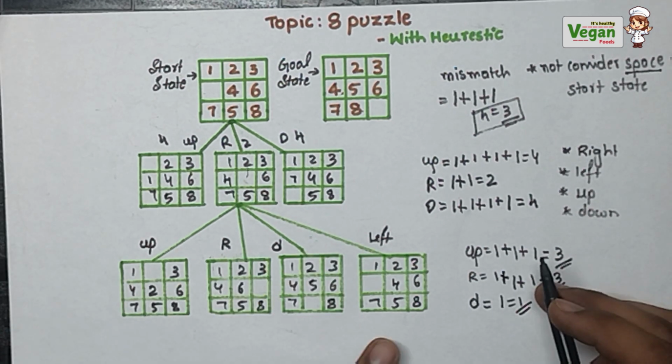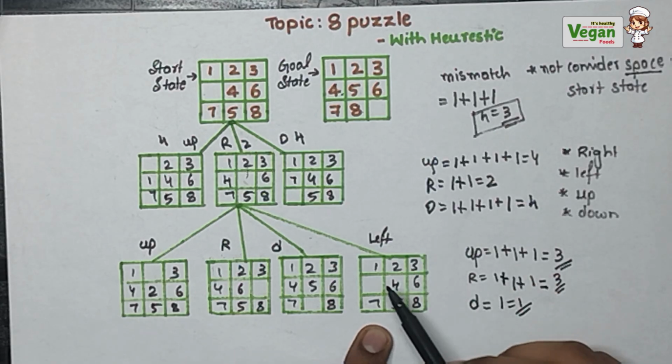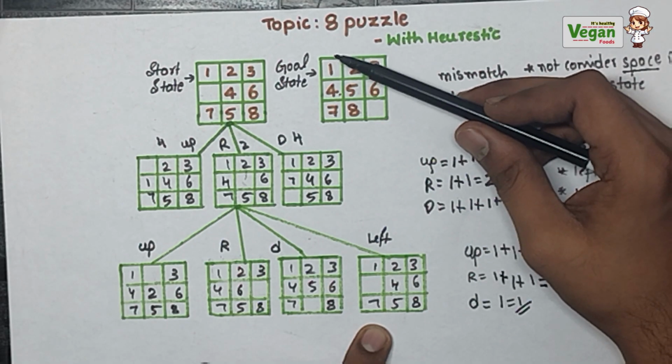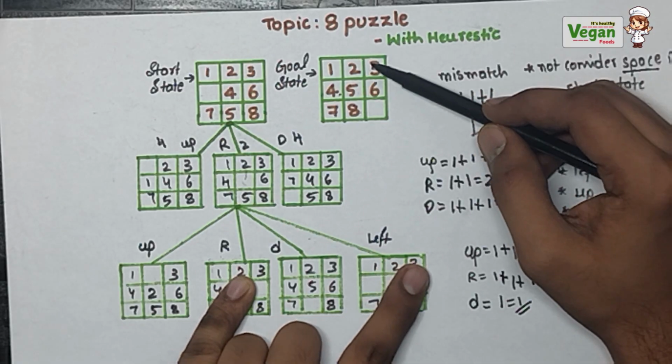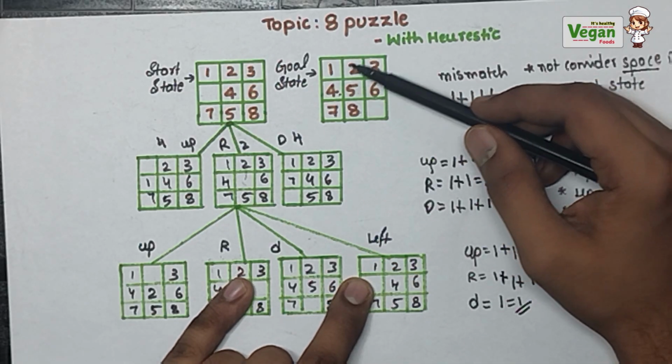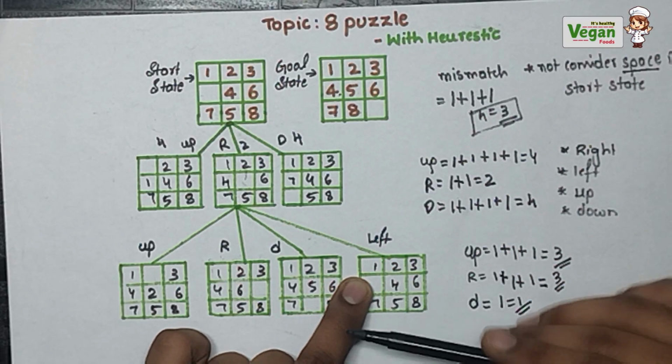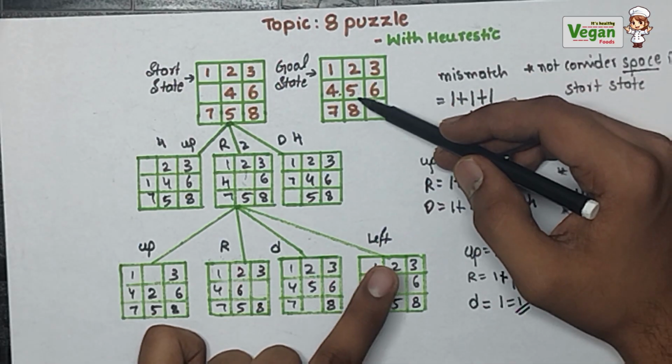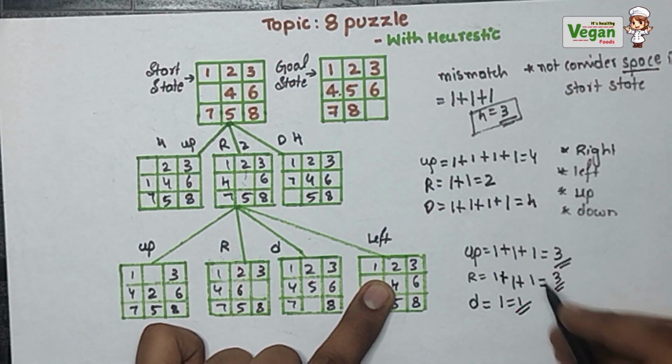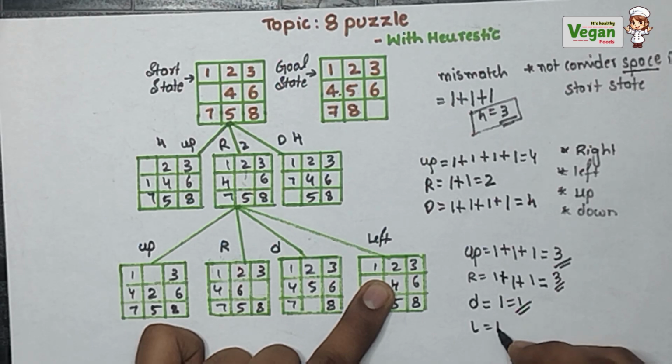Next, left side state. So consider it as the start state, compare with the goal state. 1 is same, 2, 3. Here free space is there. If the free space is in the start state, don't consider it. Next, here 4 is there, here 5 is there. So 1 mismatch occurs.